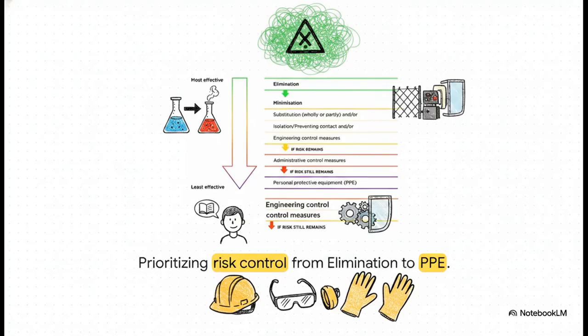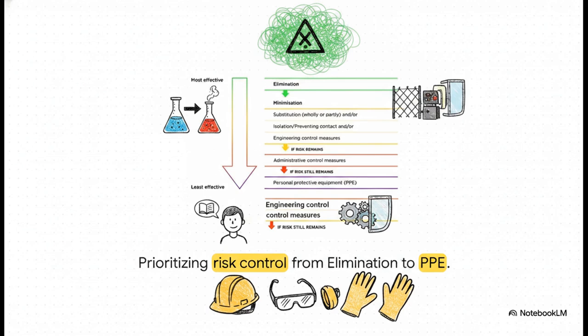So the universally accepted hierarchy of control prioritizes exactly how we handle risk, going from the most effective methods at the very top all the way down to the least effective at the bottom. The absolute best thing you can do? Elimination. Literally just physically removing the hazard entirely.